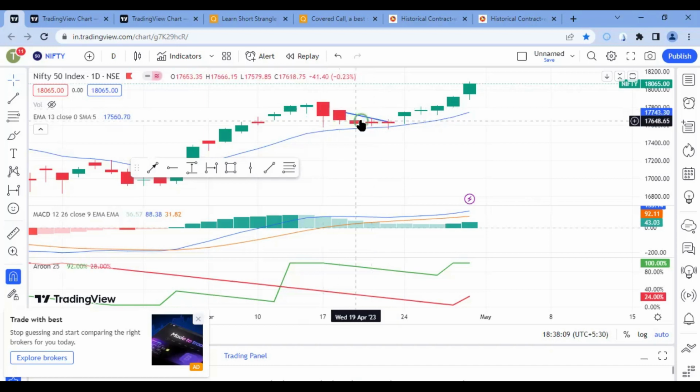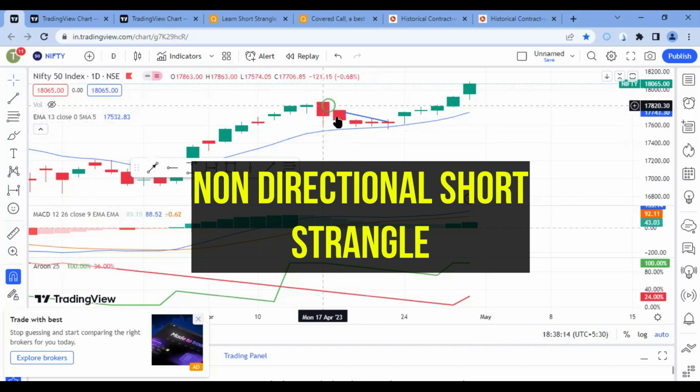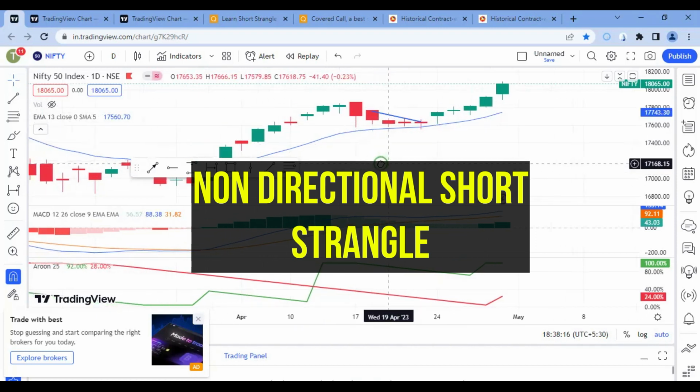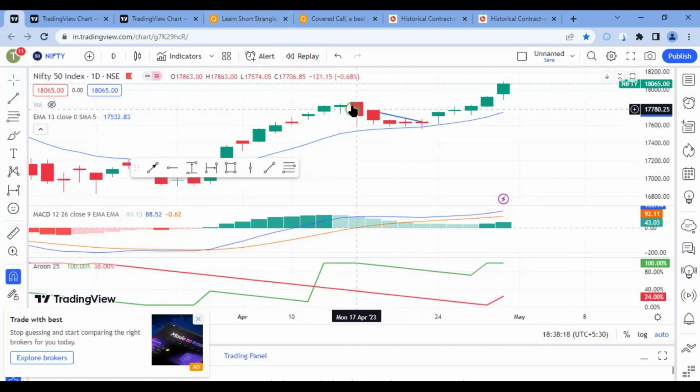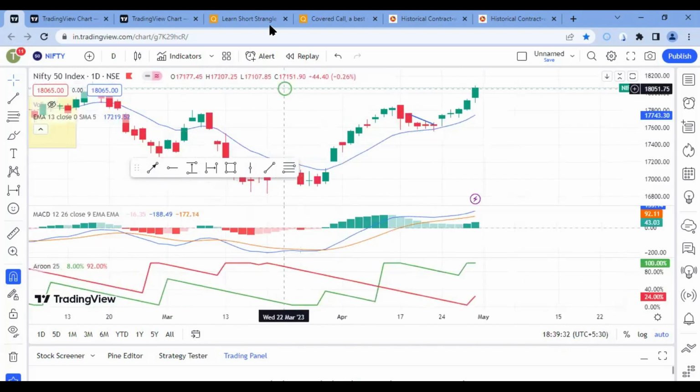On that expiry, I think 20th April expiry, you will get the premium. Both of them will become zero, and this is a non-directional strategy. This is called a short strangle. So this was a short strangle strategy.